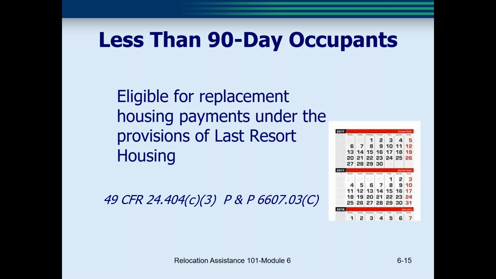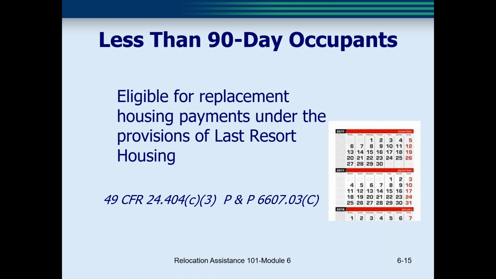Less than 90-day occupants. In the previous modules, we discussed the eligibility of less than 90-day occupants for the replacement housing payments. So what is a less than 90-day occupant? A displaced person, usually a tenant, who has occupied the displacement dwelling less than 90 days prior to the initiation of negotiations, or a person who moves into a dwelling after the initiation of negotiations, but before the agency actually acquires the property. They have not occupied that home for at least 90 days. They are less than 90-day occupants.